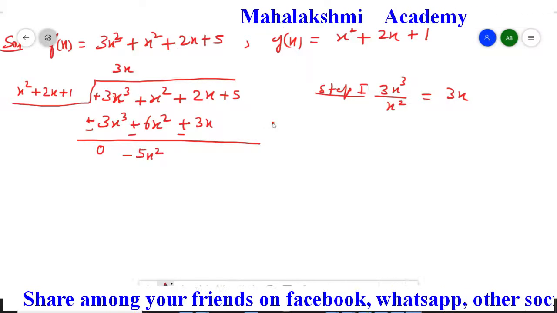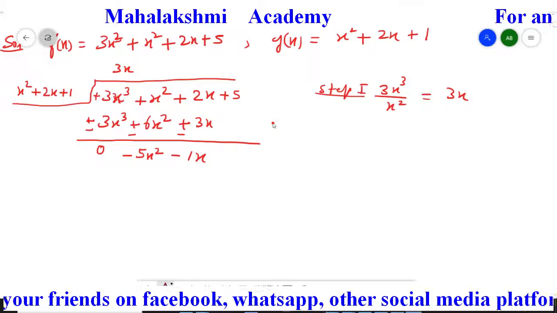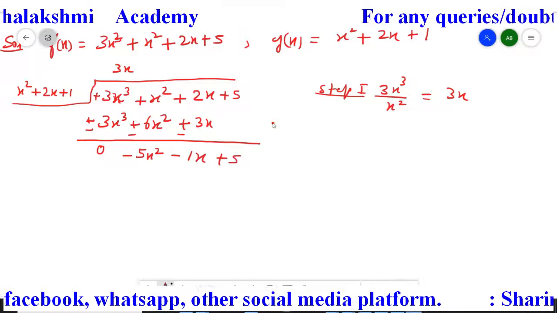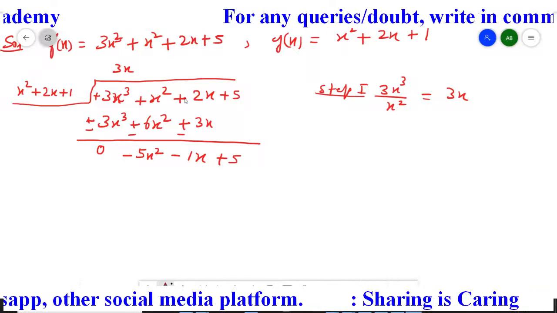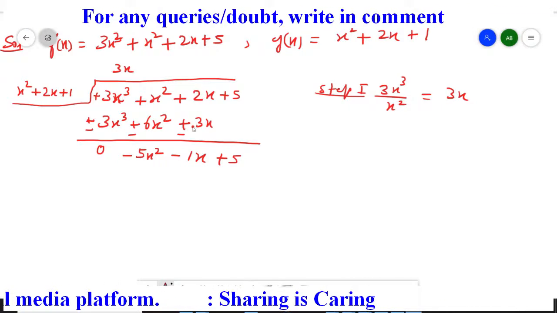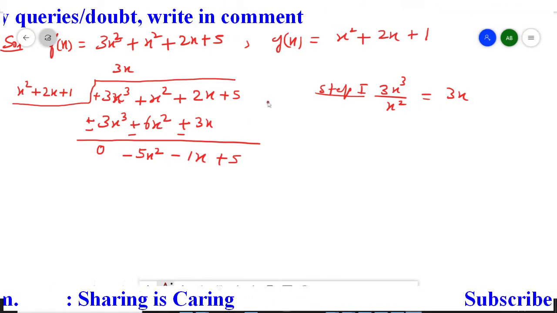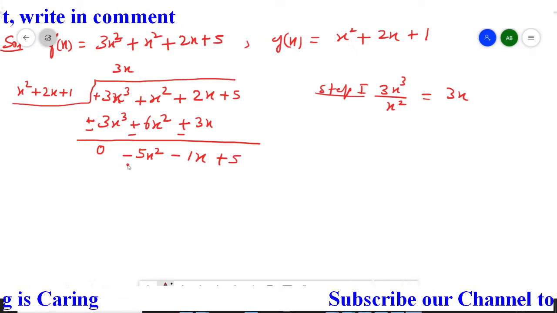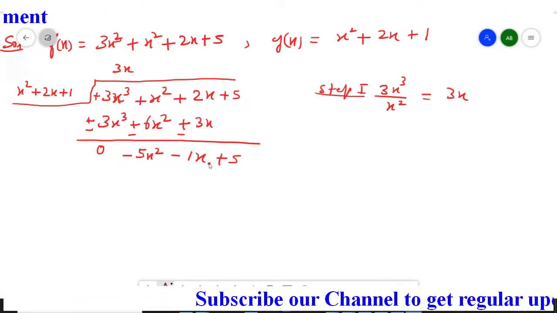In the same way here we obtain minus 1x plus 5. What we have done here is we have subtracted plus 2 and minus 3. So plus 2 minus 3 is minus 1, and 5 as it is. So now the first step is completed.